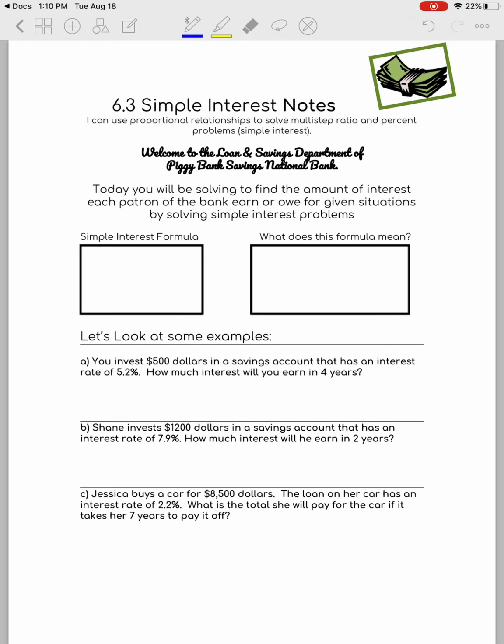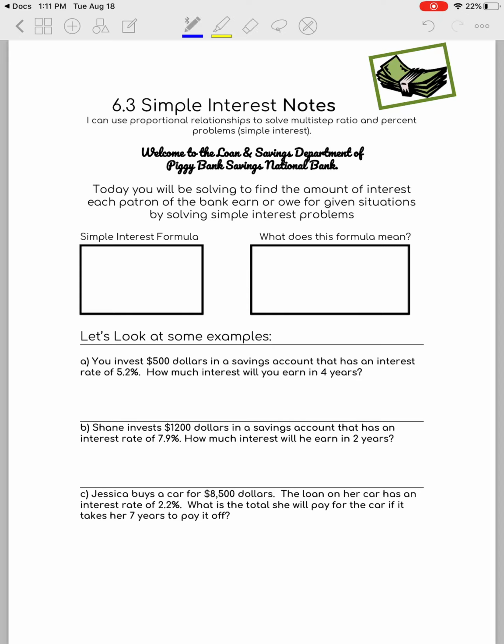Hey folks, today we're talking about solving simple interest. So we're going to use the example as this. Today we're going to be solving to find the amount of interest each patron of a bank will earn or owe for given situations by solving simple interest problems.